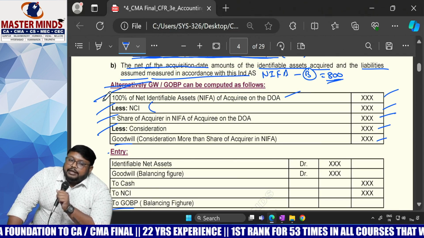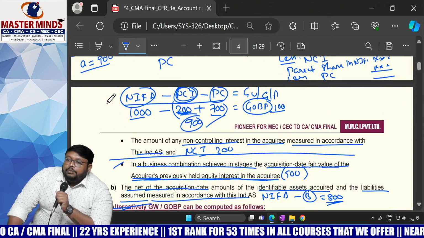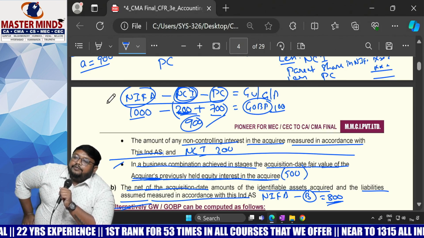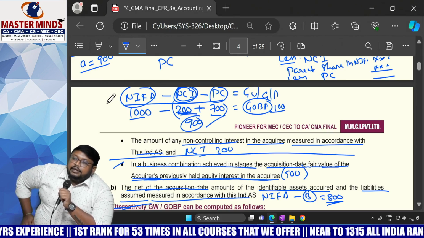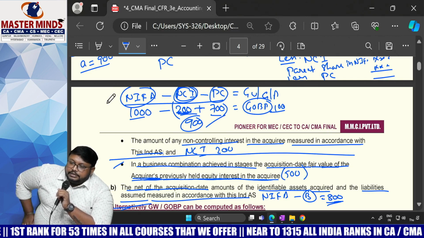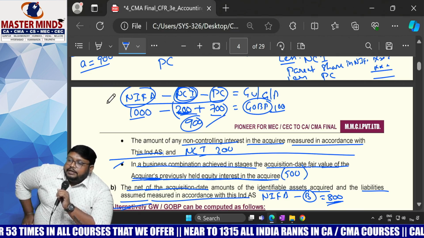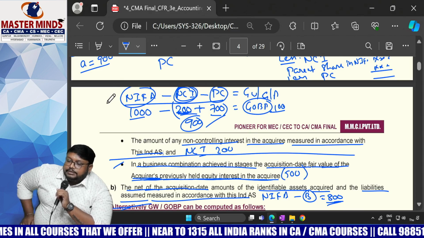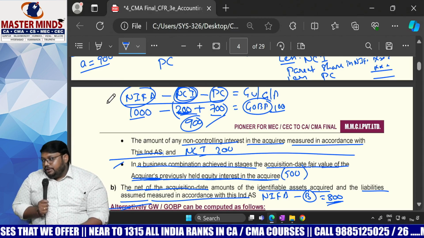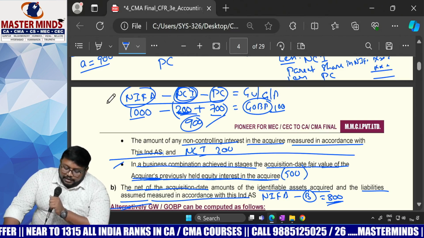But in case you want to go with A over B or B over A, what should be the aggregate? Purchase consideration plus non-controlling interest. If any business combination is achieved in stages, then the previous equity interest, how much you paid, that also we take into consideration. And that we are comparing with net identifiable assets. If the aggregation amount is more than net identifiable assets, we will get goodwill. If the aggregation amount is less than net identifiable assets, gain on bargain purchase.